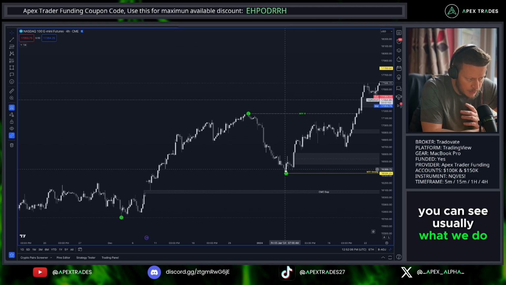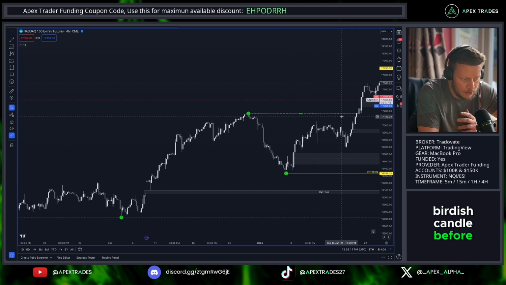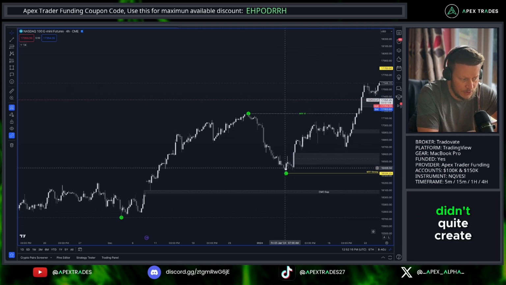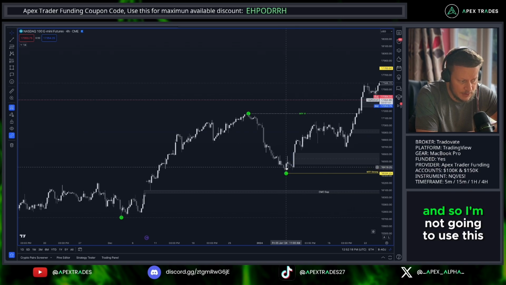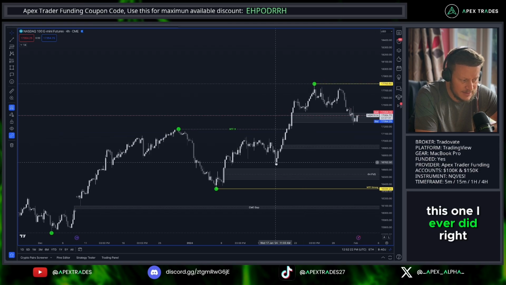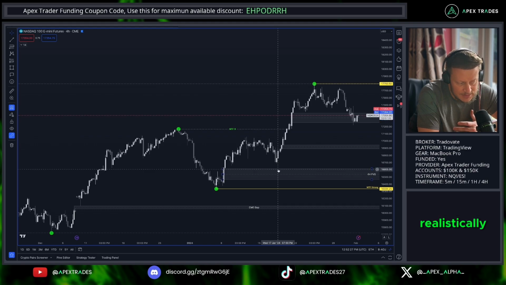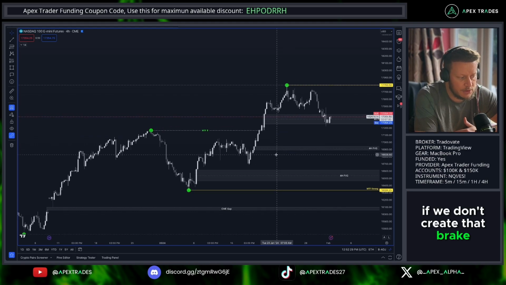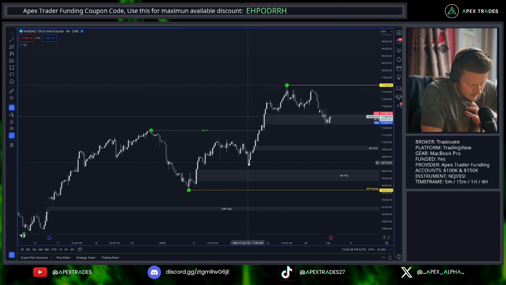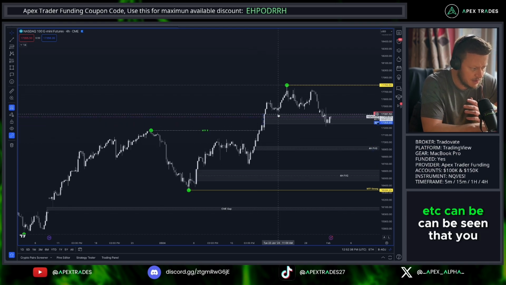You can see usually what we do is we notify it as the last bearish candle before the momentum to the upside. Now you could argue actually that this move didn't quite create the structural shift, and so I'm not going to use this one as a demand zone. This one, however, did, right? Price came back in, and then we shot to the upside, creating that breaker structure. Realistically, if we don't create that breaker structure, it's not really institutionally led, i.e. the large candles, these big displacement candles where you get fair value gaps created, etc., can be seen.